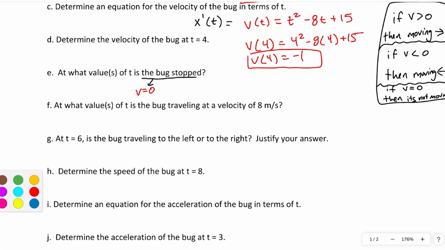Okay. All right, so we need to figure out when the velocity is 0 here. So we're going to set our velocity equation equal to 0 and then solve it. So t squared minus 8t plus 15 equals 0. This is a quadratic with a leading coefficient of 1, so we can do some pretty basic factoring here. The two factors would be t minus 3 and t minus 5. So we get two times the bug stopped: at t equals 3 and t equals 5.